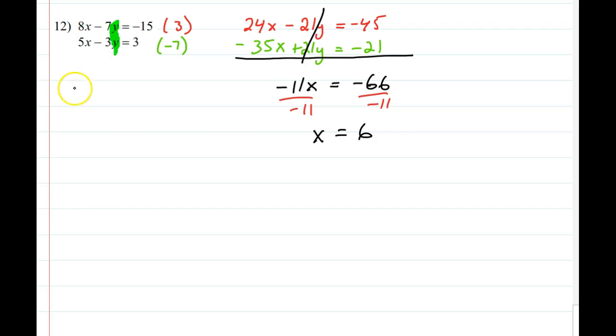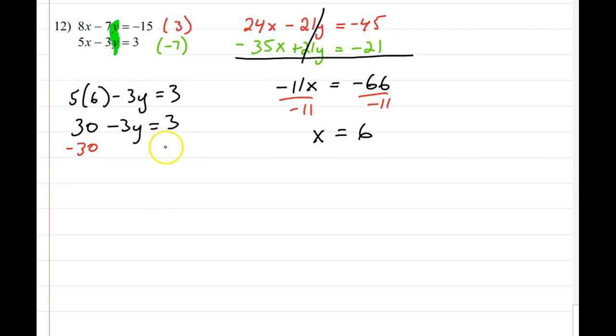I'm going to plug this into my first equation, or my bottom equation, so 5 times 6. So 30 minus 3y equals 3. Minus 30 from both sides. Again, if you're not good with your positive negatives, just plug this into your calculator. 3 minus 30 will give you negative 27. And as a reminder, if this has a negative in front, you got to make sure you include it down here. Now divide both sides by negative 3.